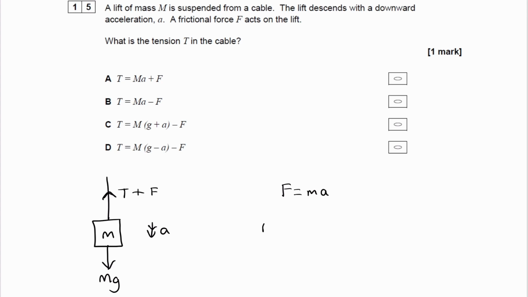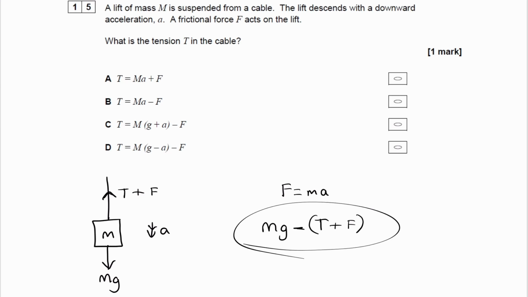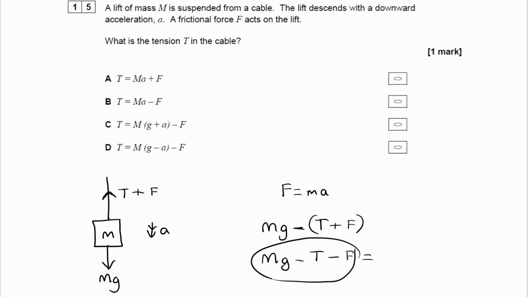And that resultant force will be mg, the downwards force, minus the upwards force. So this will be the overall downwards force. And if that is the resultant force, then this should be equal to ma. So this is the resultant force, that is F. That should therefore be equal to ma. So the mass in this case is capital M, acceleration is a.